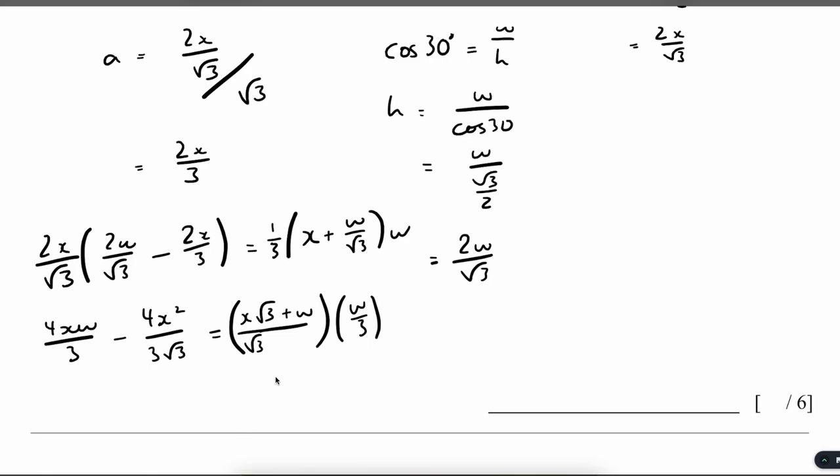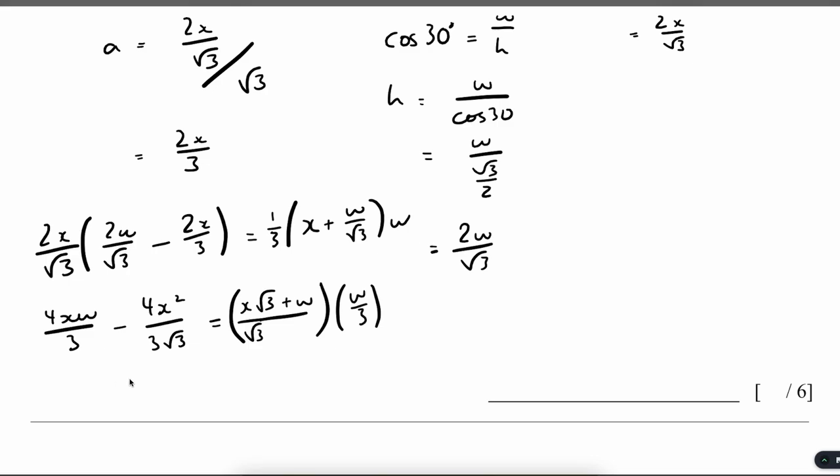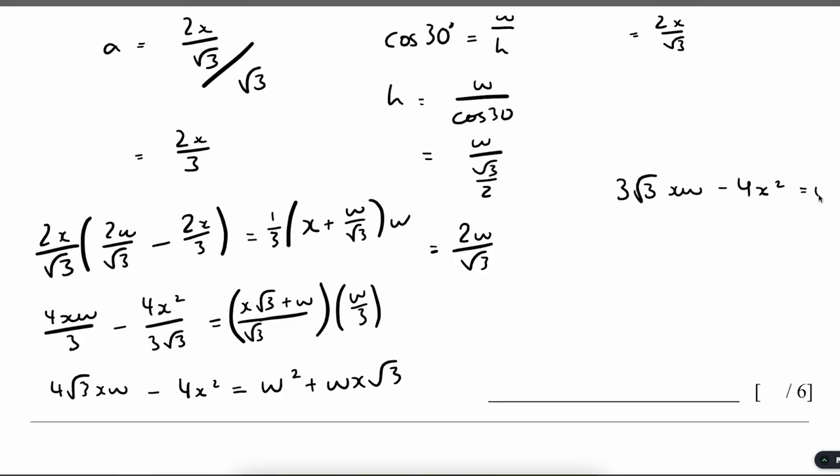Okay, so what we can do is multiply everything by 3 root 3, so we get 4 root 3 xw minus 4x squared equals, and then if we multiply this by 3 root 3, we just get rid of these bottom ones here, we get w squared plus wx root 3. Subtract the wx root 3 from both sides, so we get 3 root 3 xw minus 4x squared equals w squared, because we've subtracted that from that.